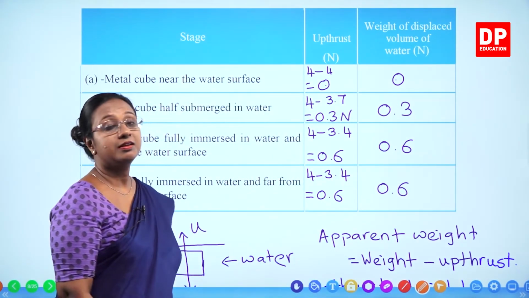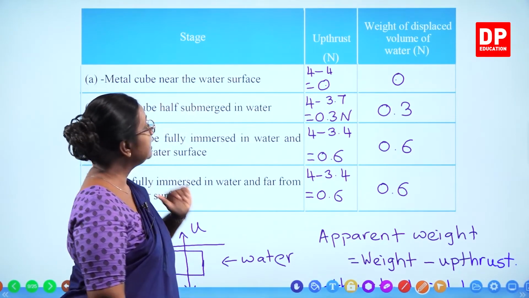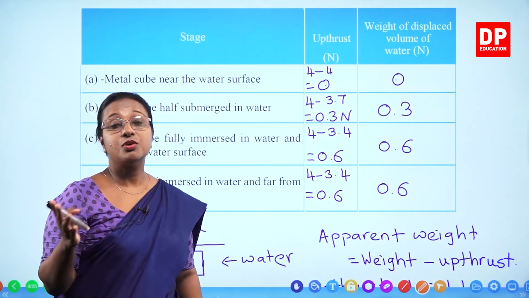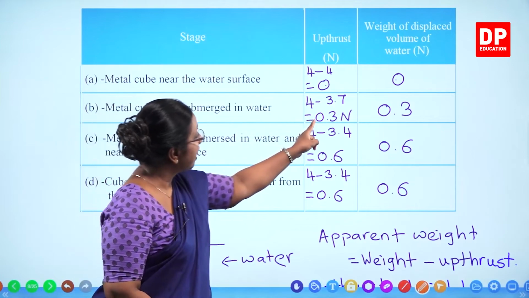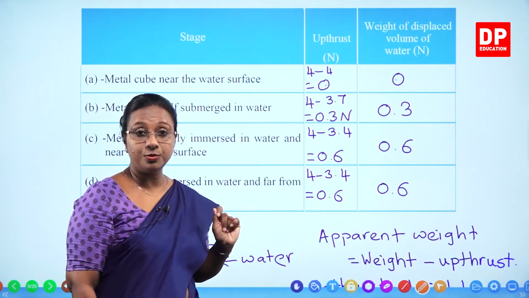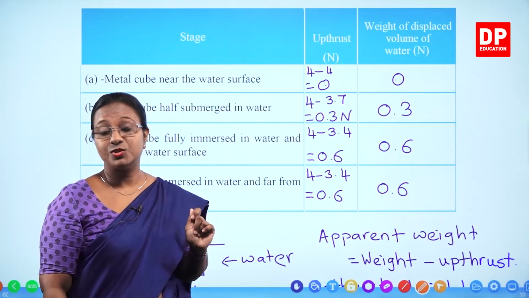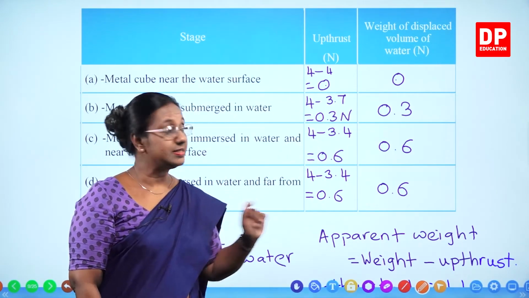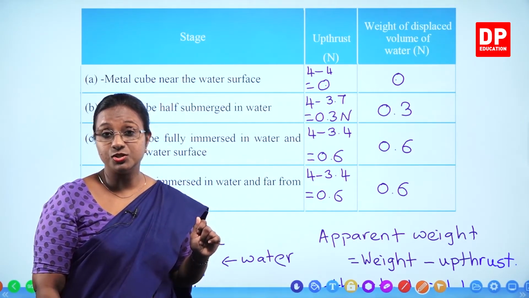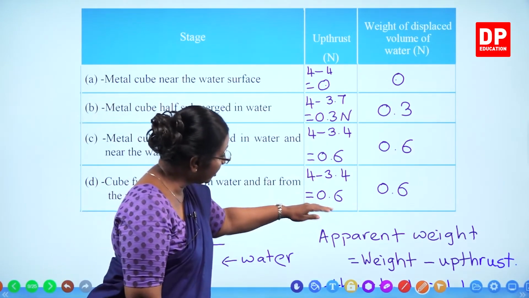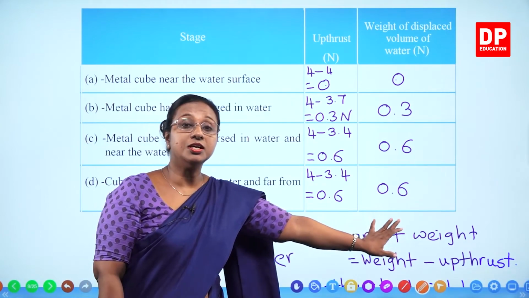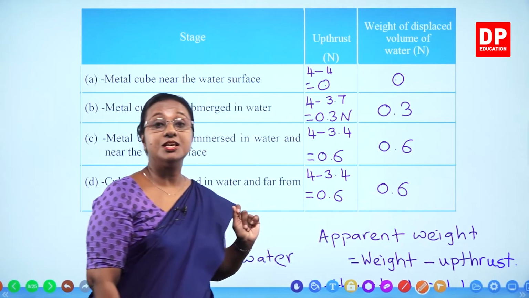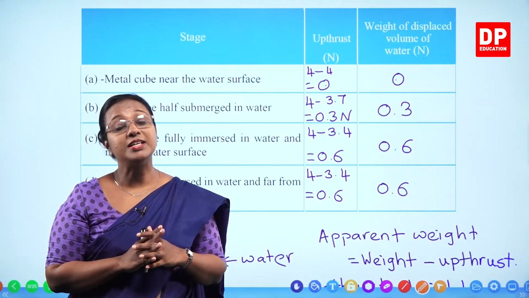Now can you all see the relationship? When it is near the water surface, upthrust is 0, weight of water displaced is also 0. When it is half submerged, upthrust is 0.3, weight of water displaced is also 0.3. When it is fully submerged, upthrust is 0.6, weight of water displaced is also 0.6. Even when you push it further down, the upthrust or the weight of water does not change. It's the same thing, 0.6 and 0.6. So, from this, what can you understand?